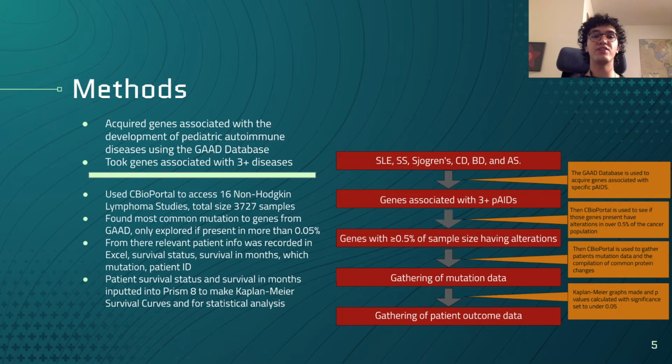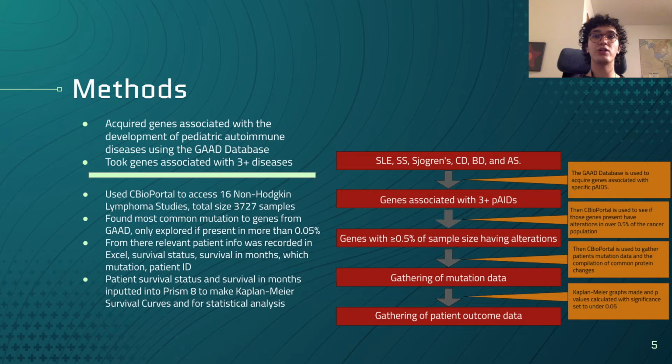From there, we took these genes and inputted them into cBioPortal, where we accessed 16 non-Hodgkin's lymphoma studies with a total sample size of 3,727 samples. We found the most common mutations to genes from DAD, and then we explored if it was present in more than 0.5% of the total sample size due to statistical limitations.